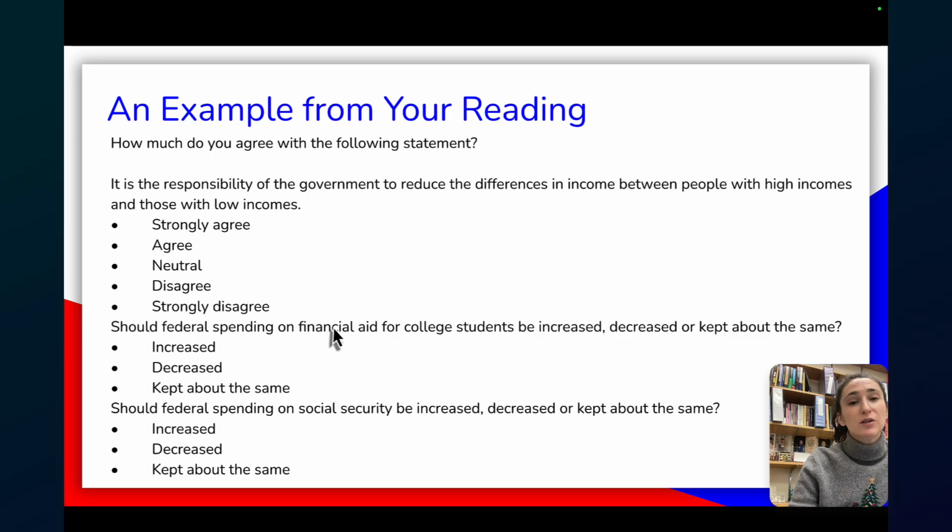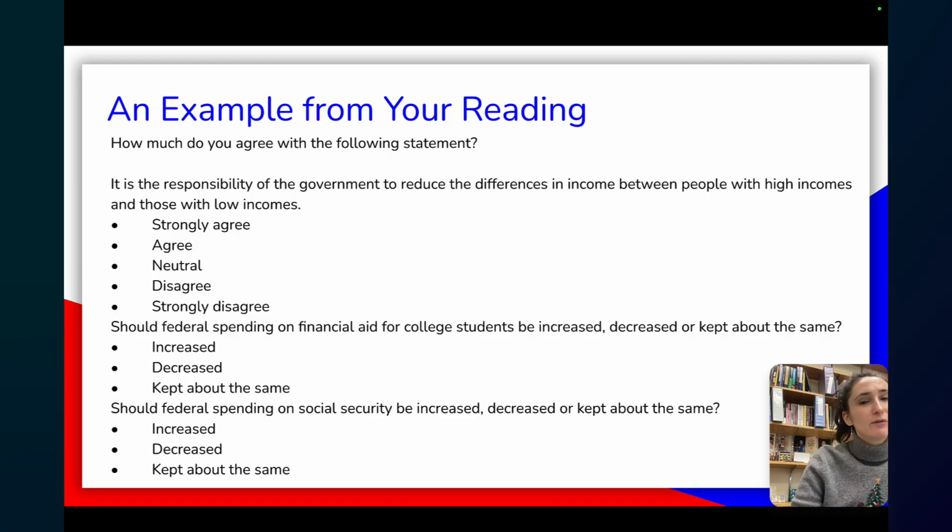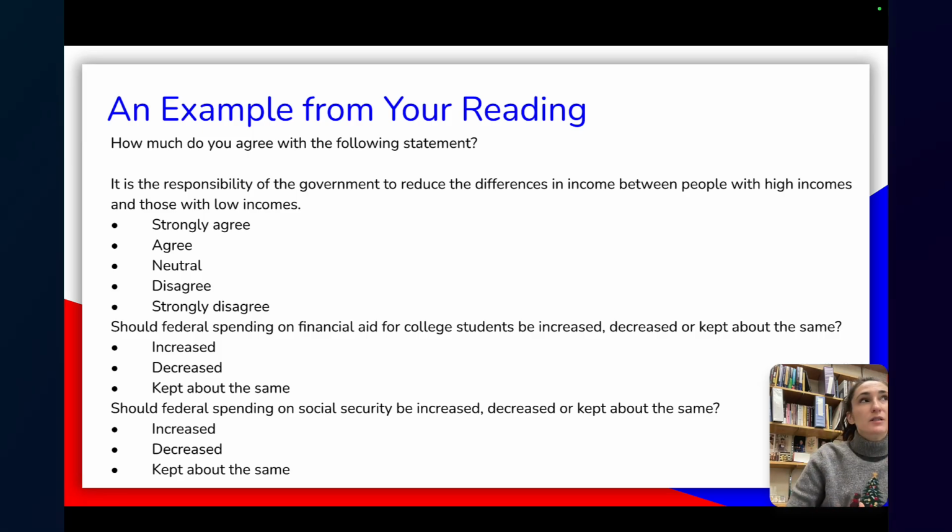Should federal spending on financial aid for college students be increased, decreased, or kept about the same? That's redistribution. Federal spending on Social Security be increased, decreased, or kept about the same. That's redistribution. They also ask about food stamps and welfare, I believe too. This isn't all the questions, but I wanted you to get a sense. The dependent variable here is preferences for redistribution.